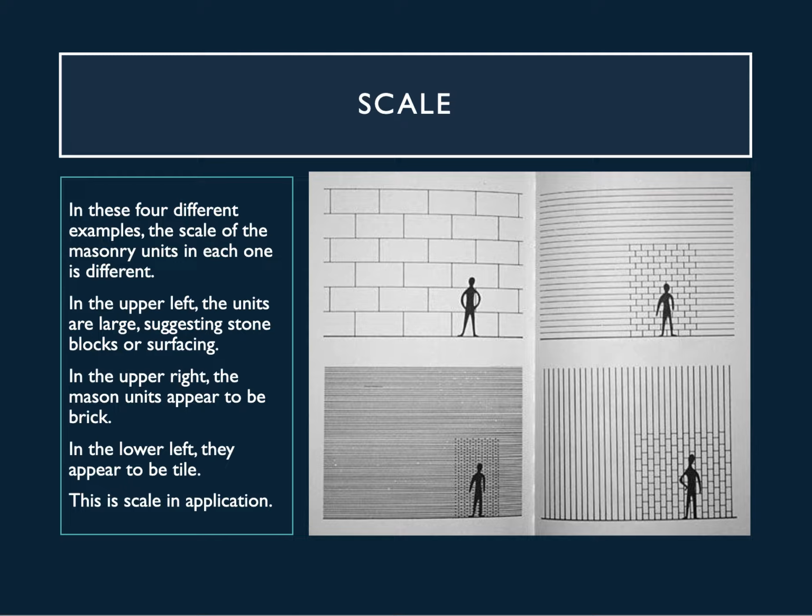Even though the pattern remains the same, the scale of the pattern changes what the object could possibly be, based on the fact that we understand there's a human in that picture, right? There's a human that we understand the size of. Based on that, we can look at this and guess about what that material is being shown.